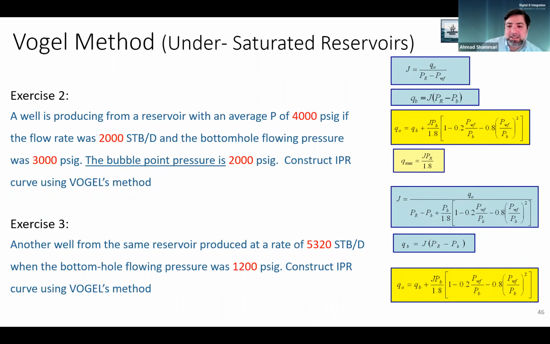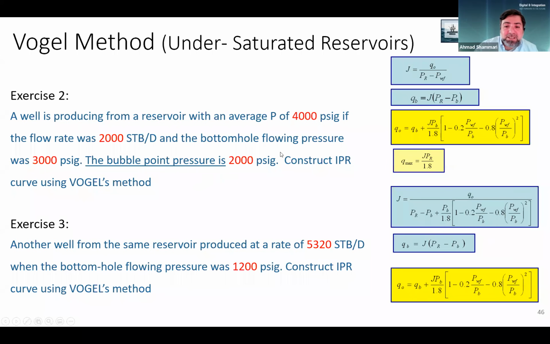I will leave these exercises here for you to practice, and they will come in the quiz. I put all the equations here just for your reference. So a well is produced from a reservoir with an average pressure of 4,000. The flow rate was 2,000 and the flowing bottom pressure was 3,000. The bubble point pressure is 2,000. The reason I'm using these simple numbers is just for you to get the numbers right.